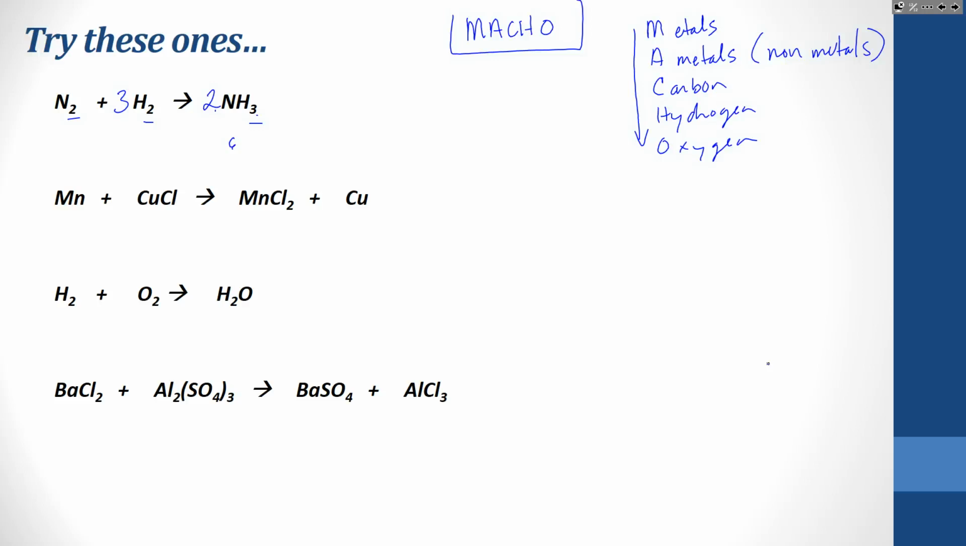Same thing in the next one. I'll follow the MACHO rule. So metals: 1 manganese, 1 manganese, they are balanced. Now the other metal, copper, copper, 1 and 1, they are balanced. Now we go to the ametals. So now I'm going to look at my chlorines.